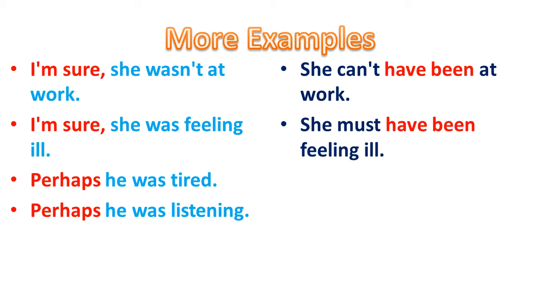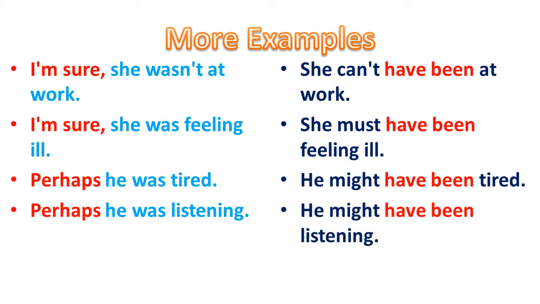Next one, positive one: she must have been feeling ill. Similarly, next one. Here also past tense. So what changes here into have been. And finally this one with perhaps: might, or in place of it we can use may too.